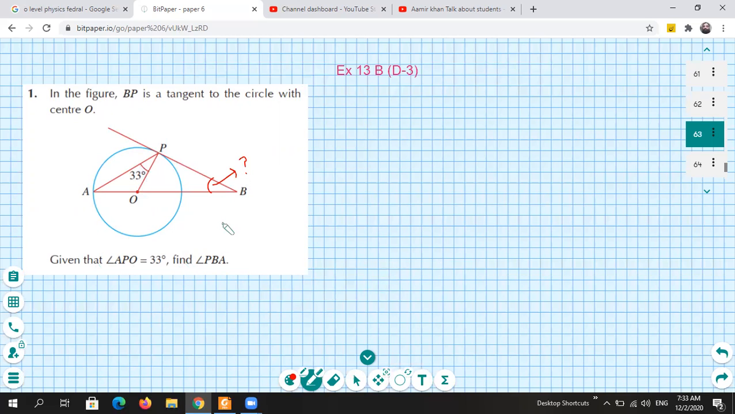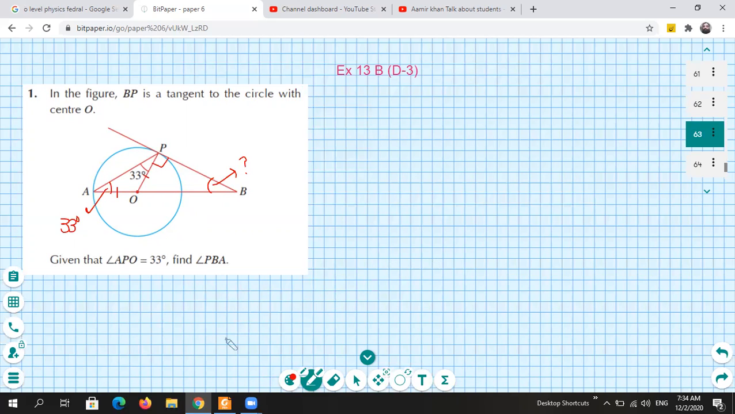So how to find this angle? We already studied the first property. It says that the angle between the tangent and the radius at a point is 90 degrees. It means this angle should be 90 degrees. Now find this angle. As you can see, OP and OA are both radii. So it means these two lines, or these two sides of the triangle, are equal. It means this triangle is an isosceles triangle. So this angle must be 33 degrees.